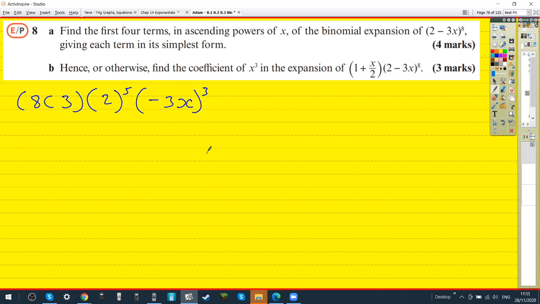Which gives you minus 48,384. Okay. And so, what else would we do? Would we do it for 1 plus x over 2? So you would have 1 plus x over 2, and that would be times the other bracket.